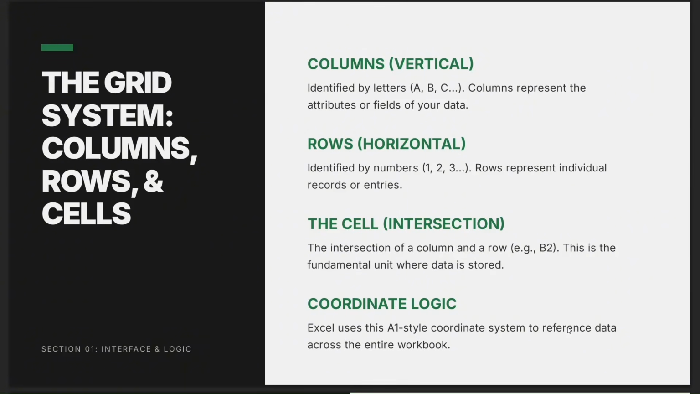Rows are the ones that go horizontal, and they are numbered 1, 2, all the way up to however long your data is. And these represent individual records and entries. The cell is the intersection between a column and a row. So this is where they meet. For example, B2 is where column B and row 2 meet. So that's the cell, and this is the fundamental unit where data is stored. Excel uses the same coordinate logic to reference data across the entire workbook.